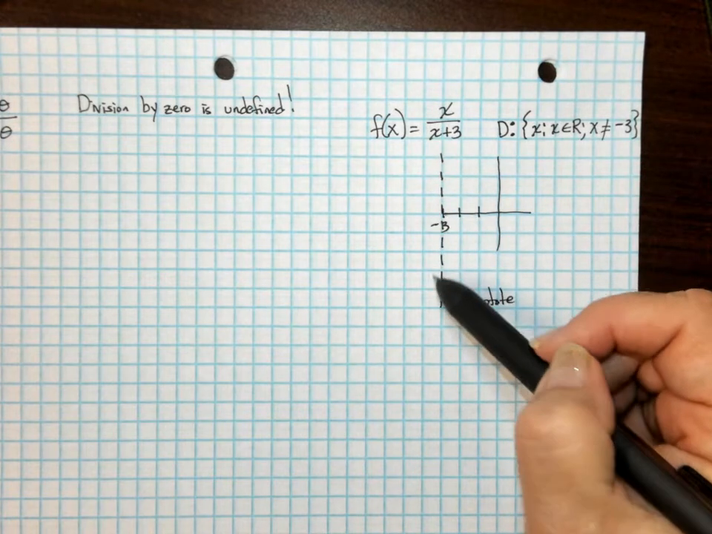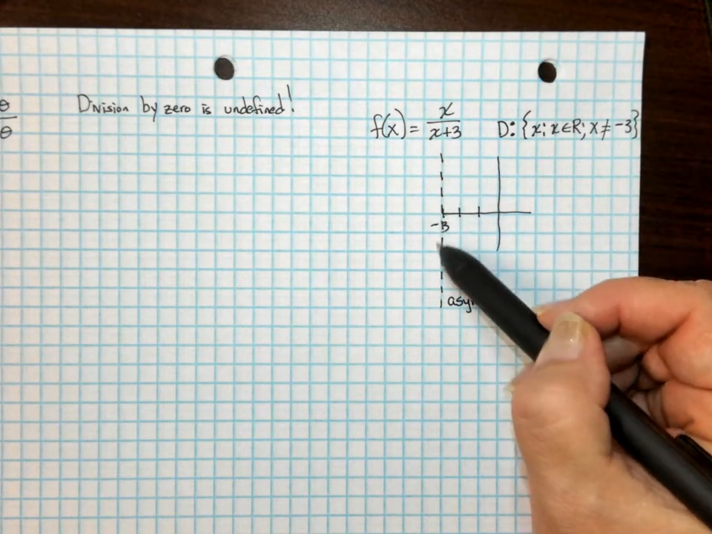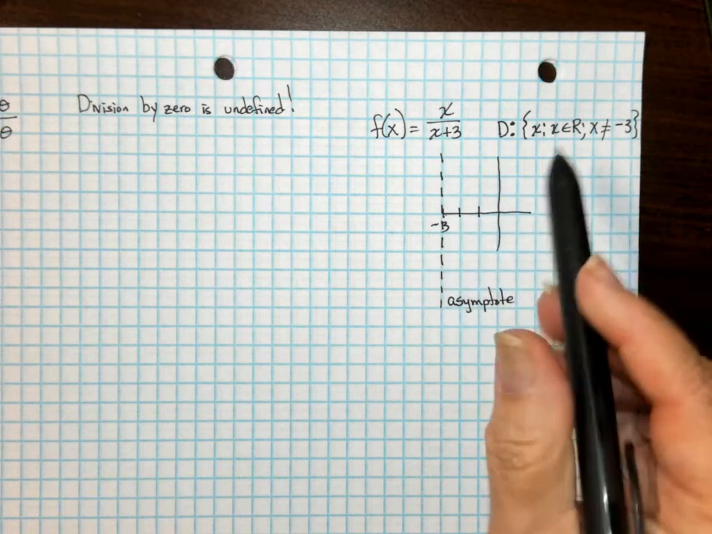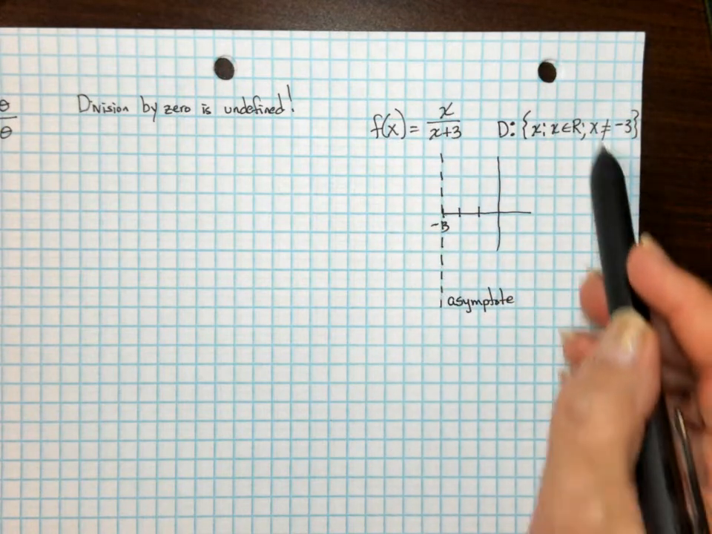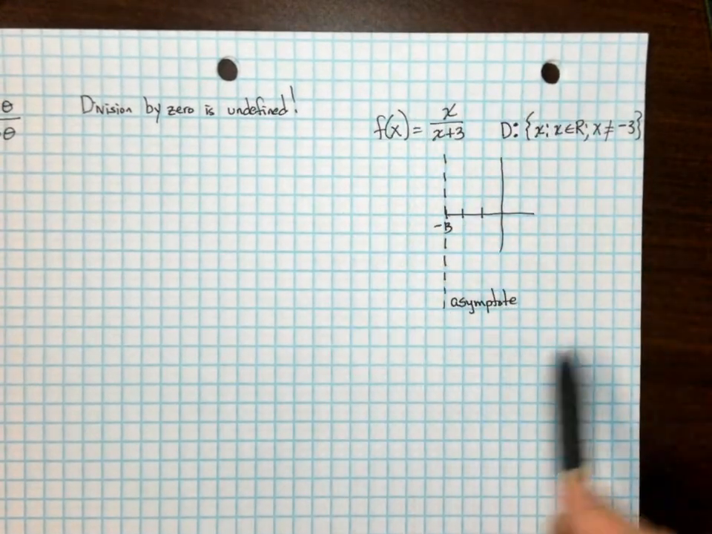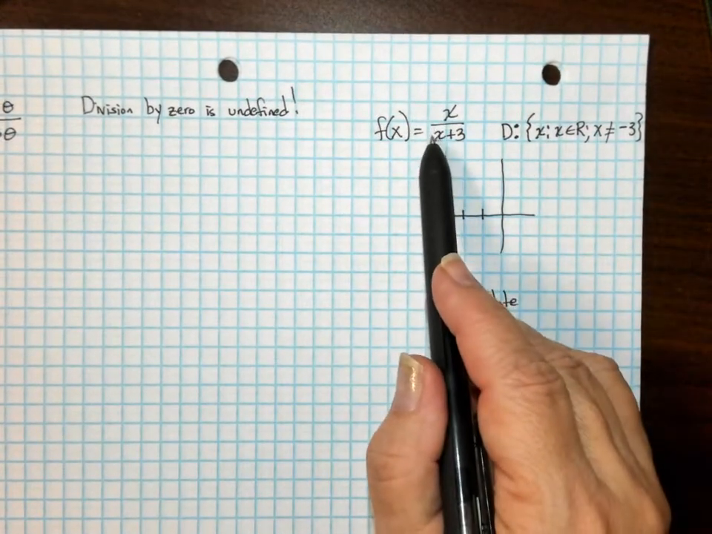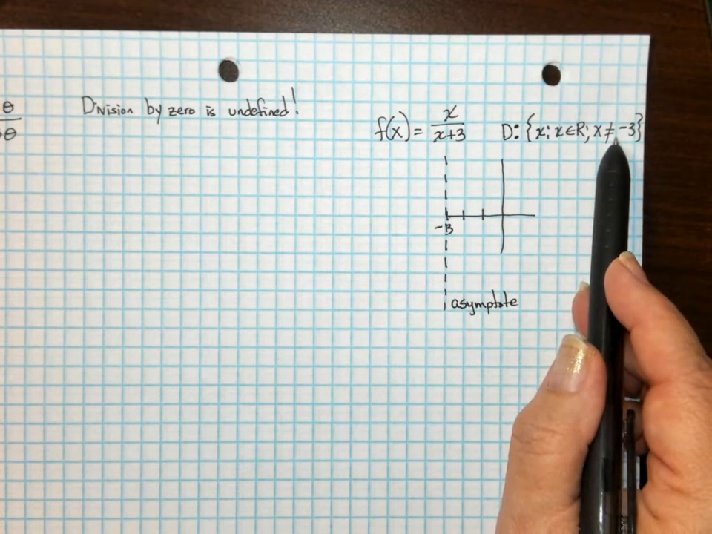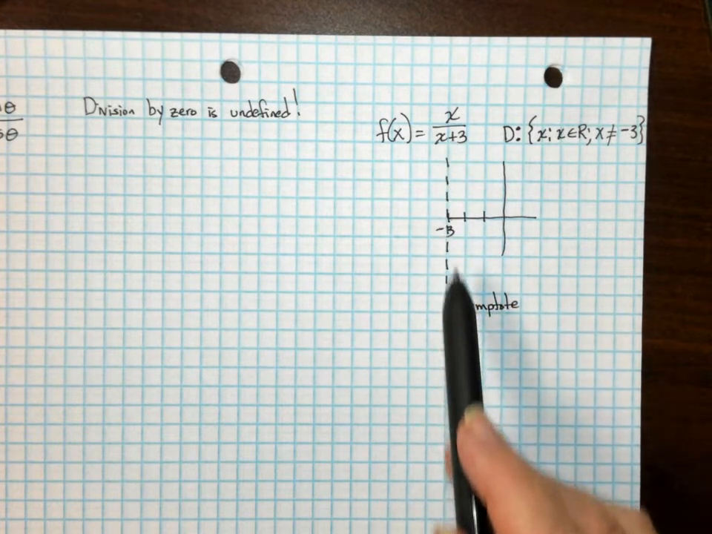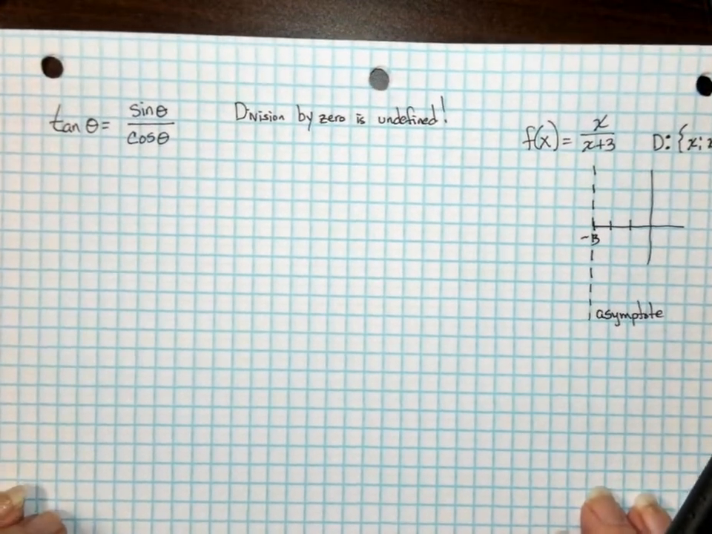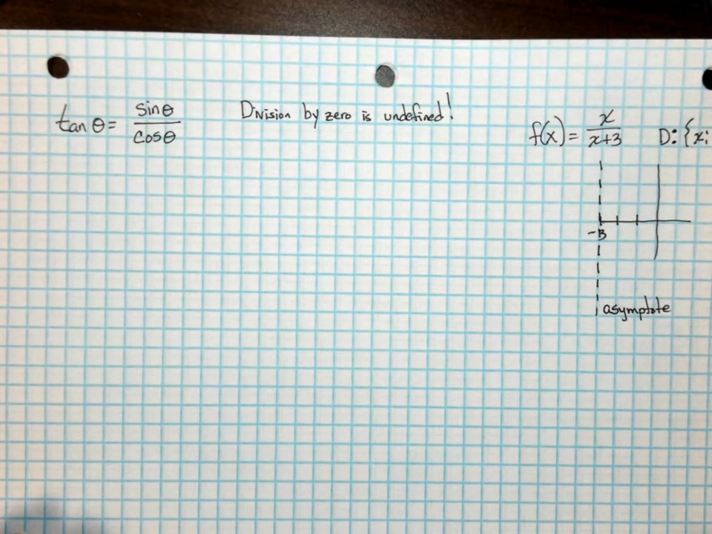Because an asymptote says that the function is never going to touch that x value, right? So if you guys remember this from first semester. All right, so this concept of places where our function is undefined, having asymptotes, that concept is going to come in play with our tangent.